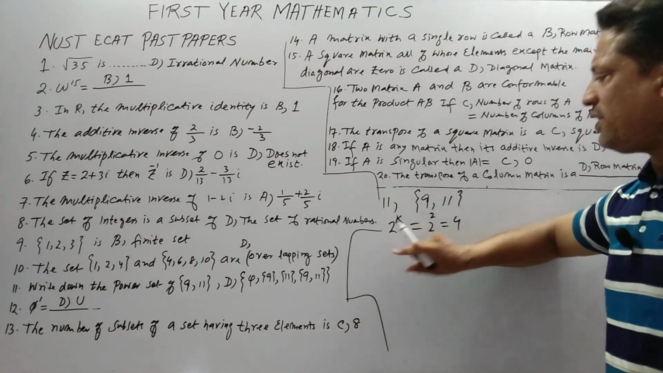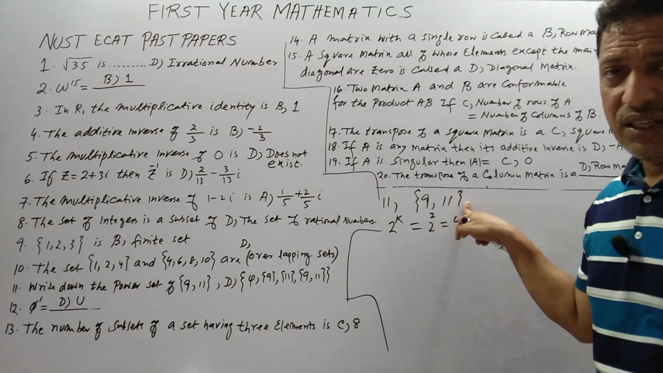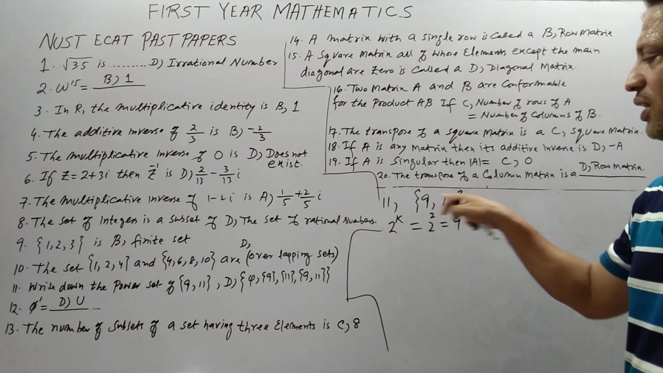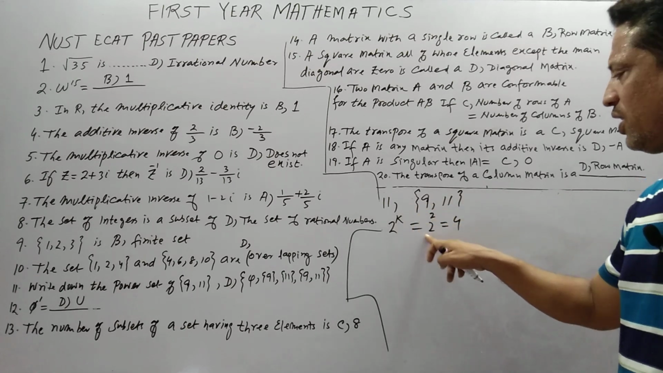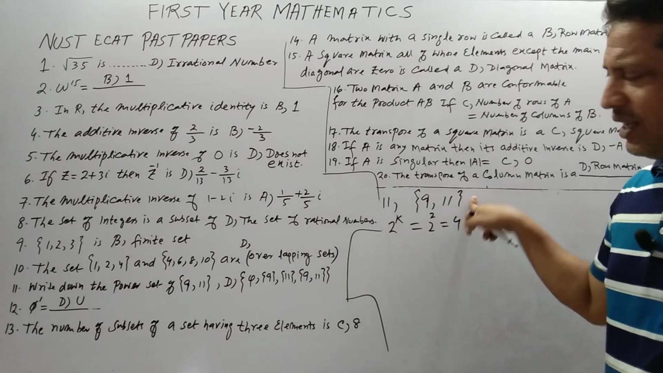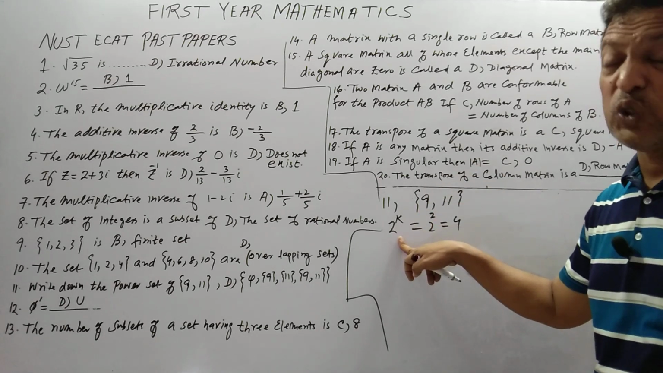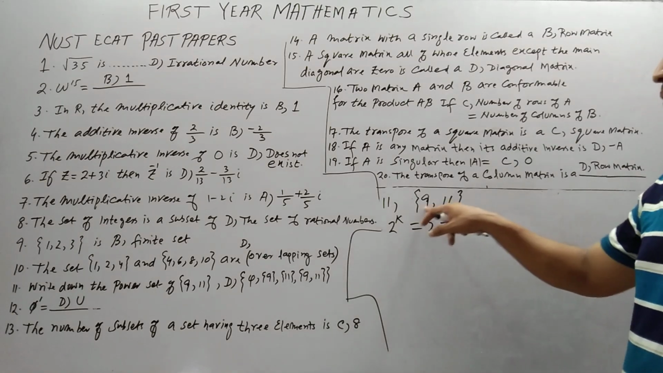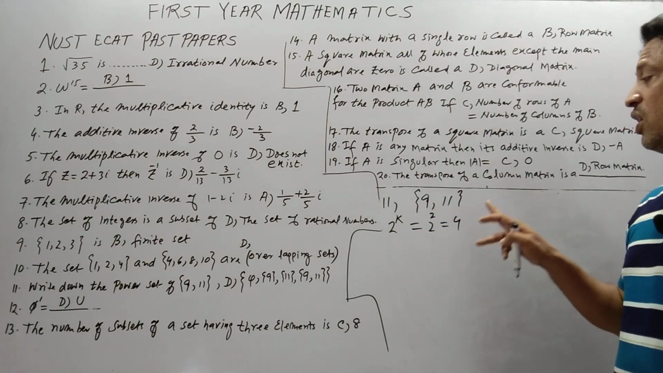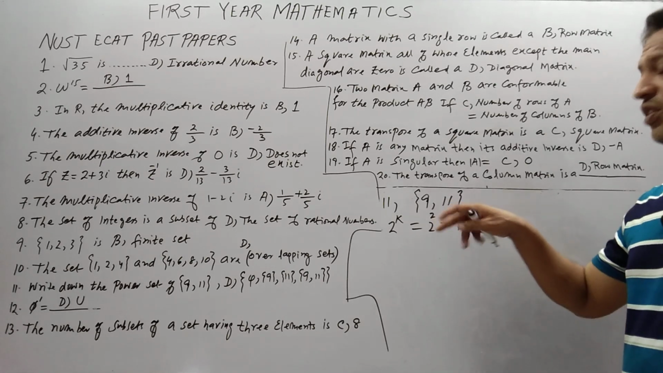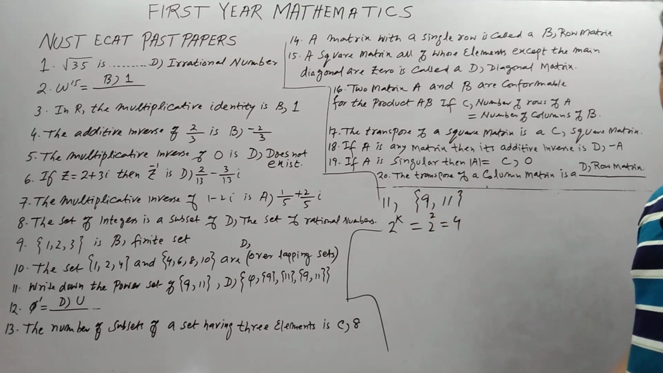And 2 power k. For example, if there are 3 elements, so the total number of subsets or power set are 2 power 3. 2 power 3 should be 8. If there are 4 elements in the set, the number of power sets is 2 power 4. 2 power 4 is 16. But in this case, there are 2 elements, therefore 2 power 2 is 4. So we have to make 4 sets, or 4 power sets of 9 and 11.